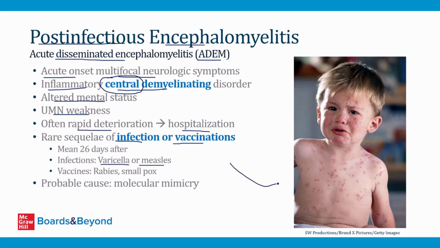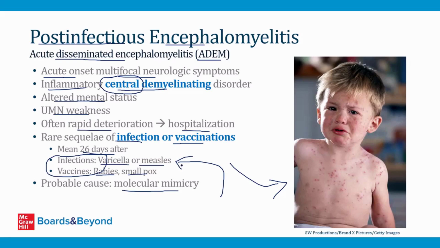This is a child with chickenpox, which is varicella infection, shown on the slide here. It's also been reported after people receive vaccines like the rabies vaccine or the smallpox vaccine. The mean onset of symptoms is 26 days after exposure to one of these vaccines or infections. And the probable cause is molecular mimicry. There's probably something in these vaccines and infections that in a susceptible individual triggers an immune response that leads to this disorder.